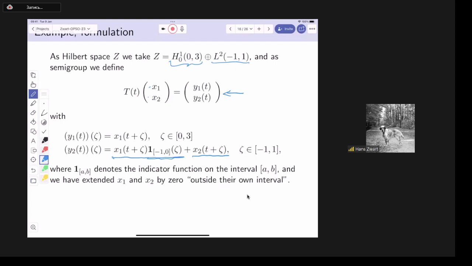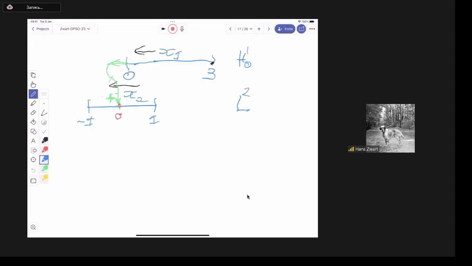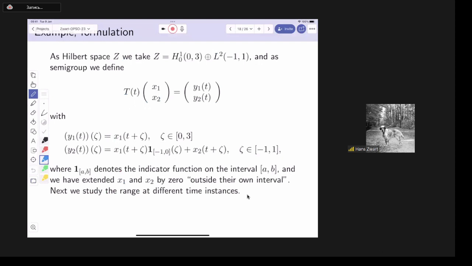Now together with this picture, I hope you can keep this picture in mind. I look now at this semigroup. You can prove that it is a semigroup. I will look at this semigroup at different time instances and see whether the range is closed or not. So that I will do next.